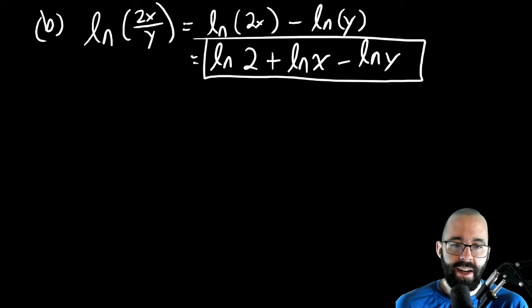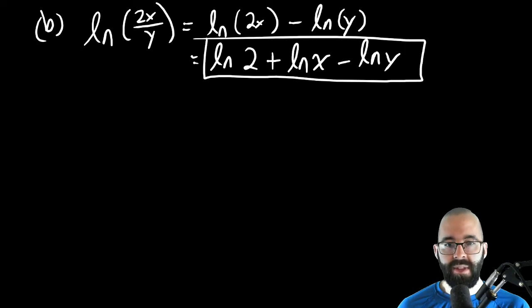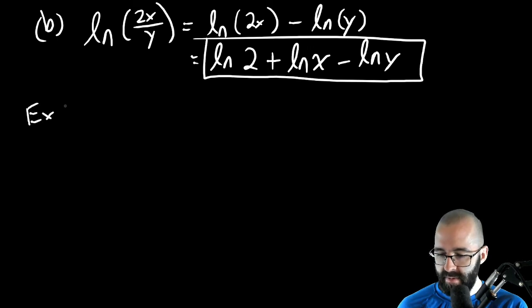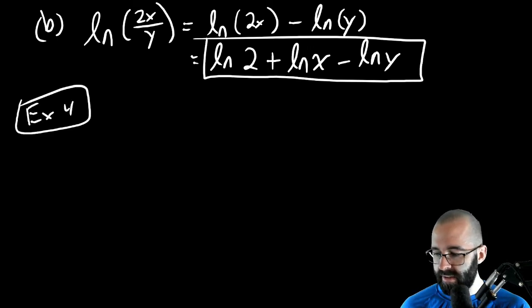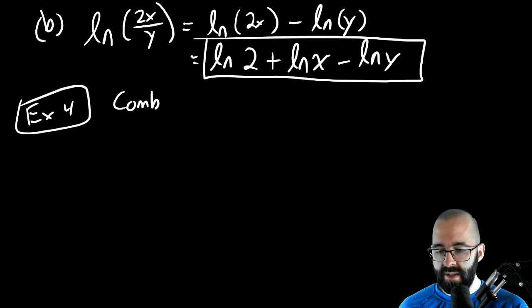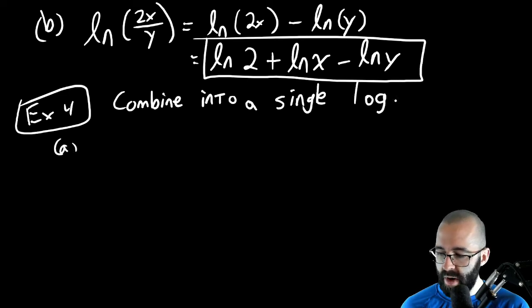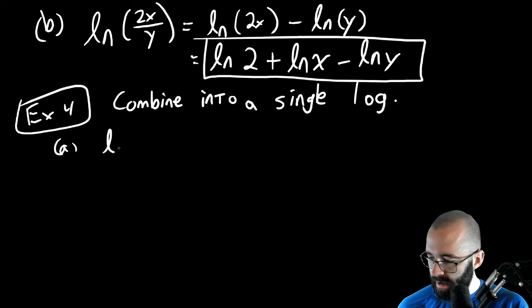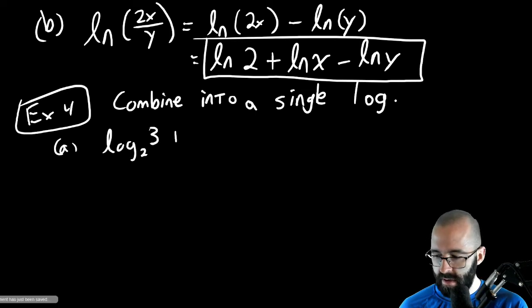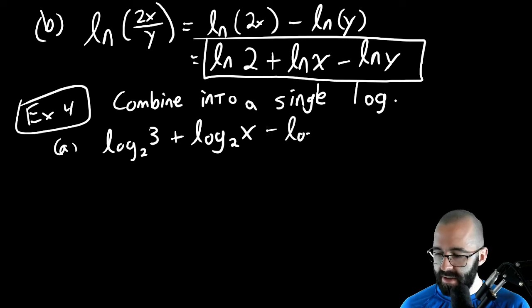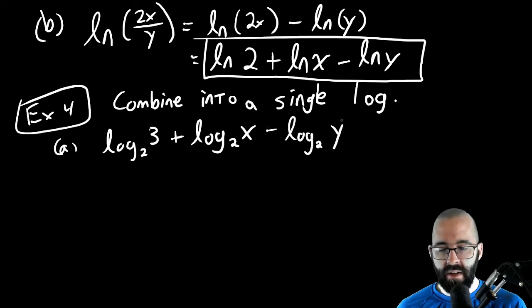This is the fully expanded out version of what we started with. Sometimes the combined form is nicer. Sometimes the separated form is nicer. Let's go the other way. Combine into a single logarithm. Part A. Log base 2 of 3 plus log base 2 of x minus log base 2 of y.